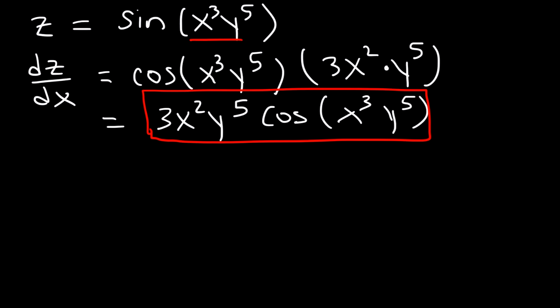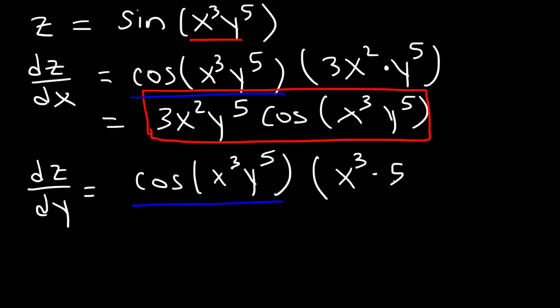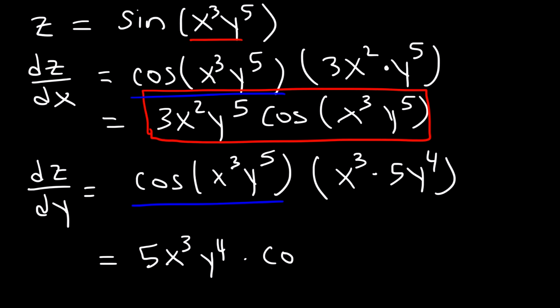Now let's find dz/dy. So it's going to be cosine x cubed y to the 5th. The first part is not going to change, but the second part will. Now, x cubed is the constant, y to the 5th is the variable. So we can rewrite it as the constant times the derivative of y to the 5th, which is 5y to the 4th. So that's 5x cubed y to the 4th times cosine x cubed y to the 5th. And so that's going to be the answer.